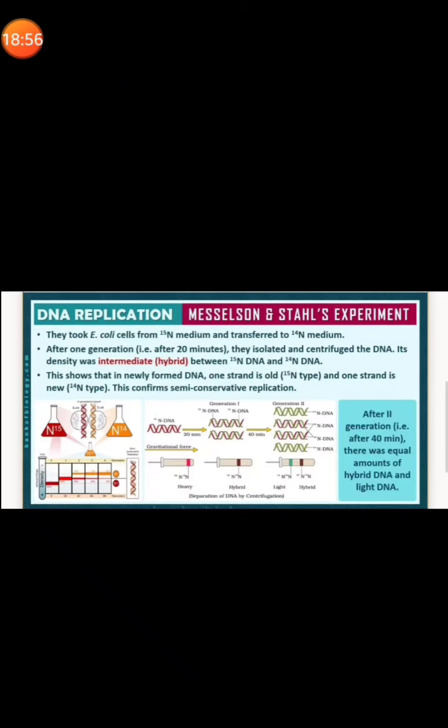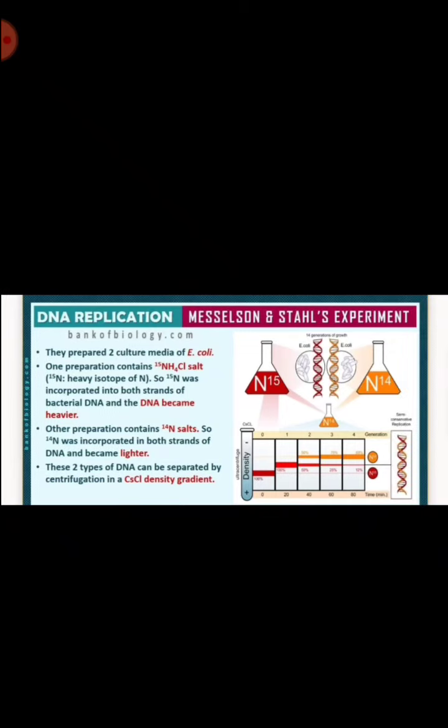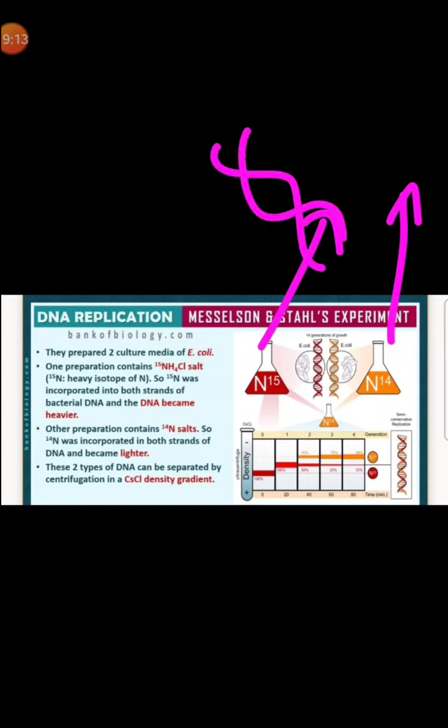The cesium chloride density gradient will help to determine the density of the DNA. So after this they took N15 here and N14 here. The DNA here will have N15, which will be heavy.